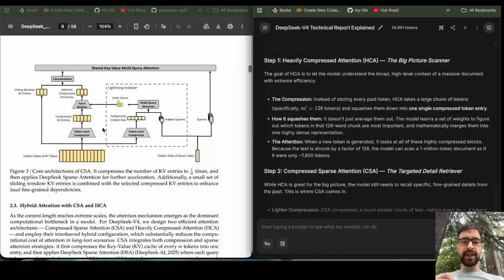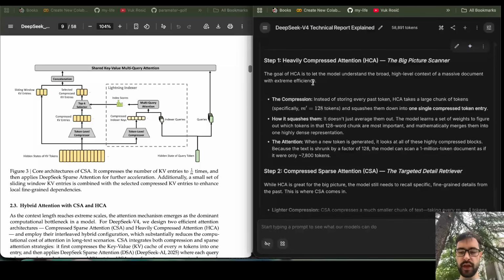Let's understand DeepSeek V4 attention architecture. Let's first look at heavily compressed attention.